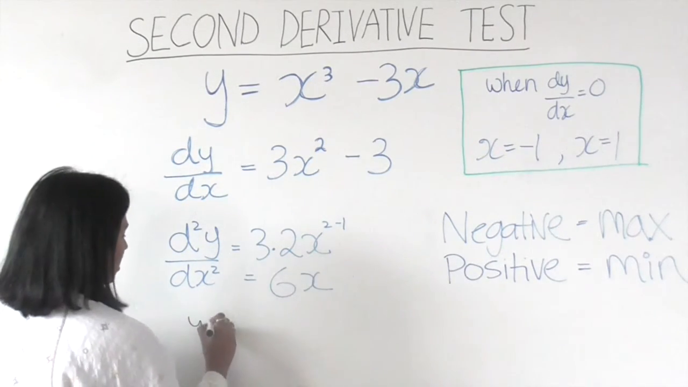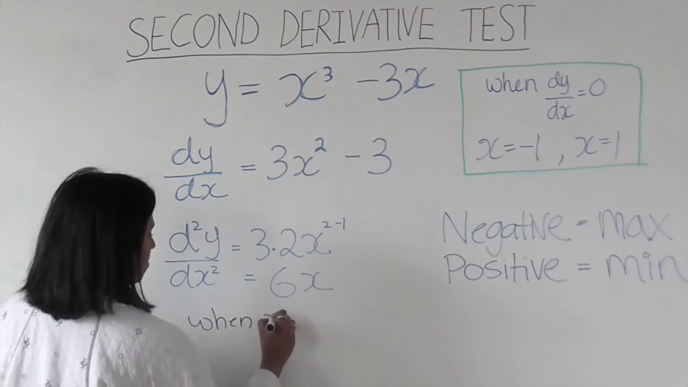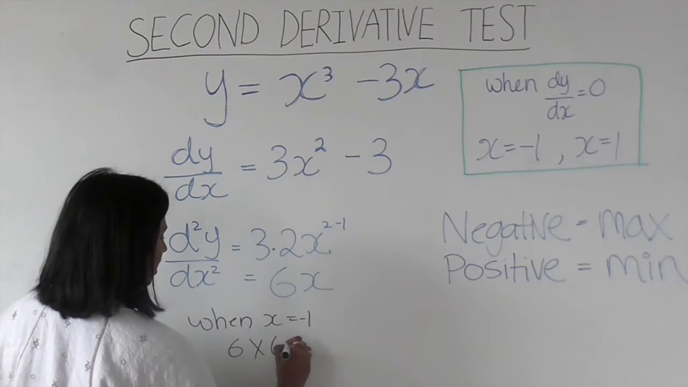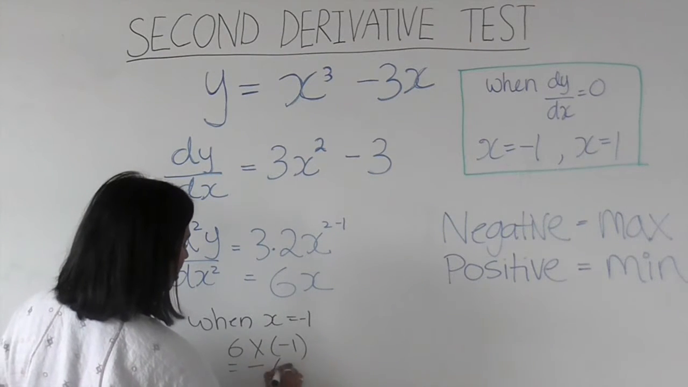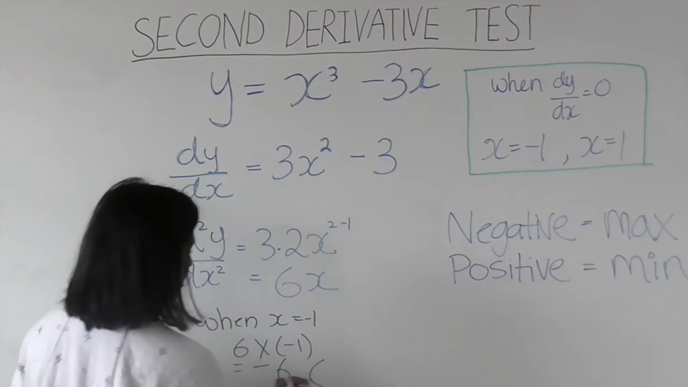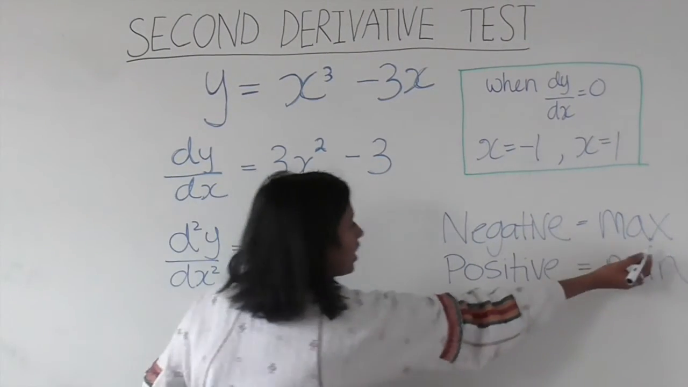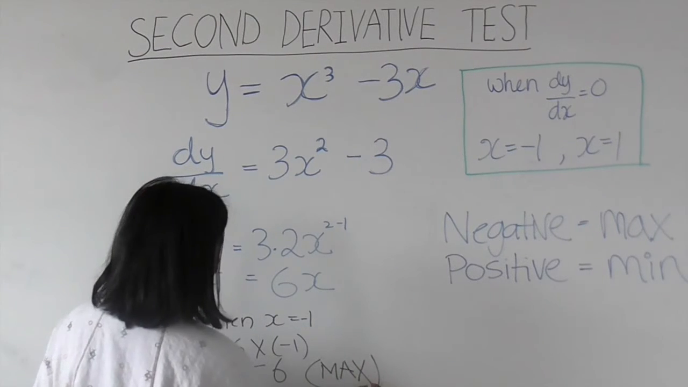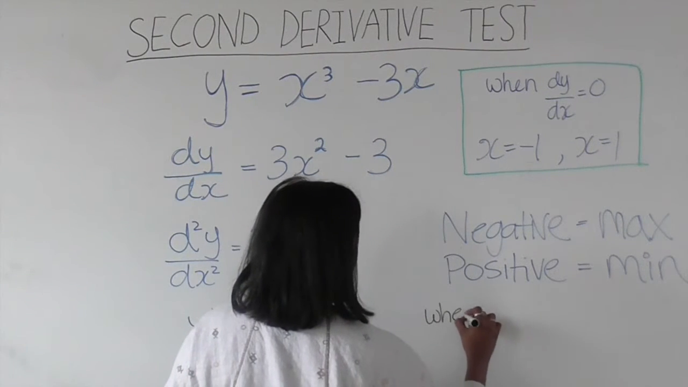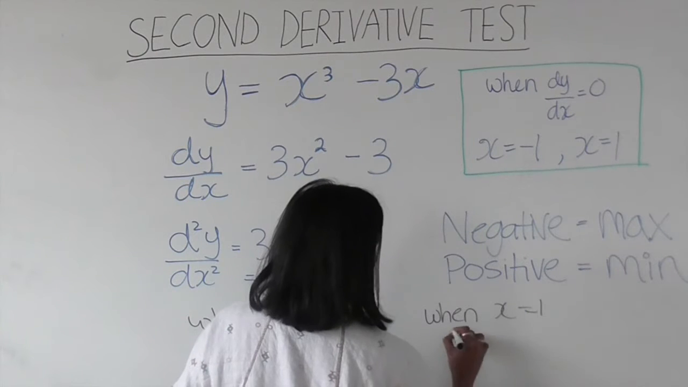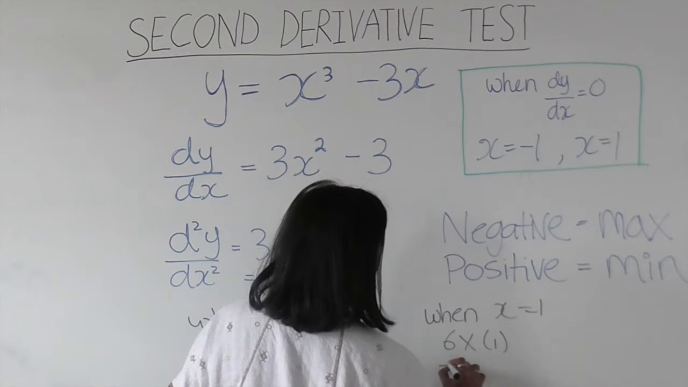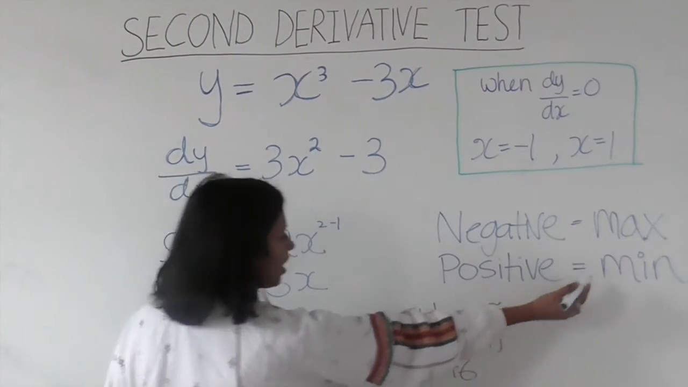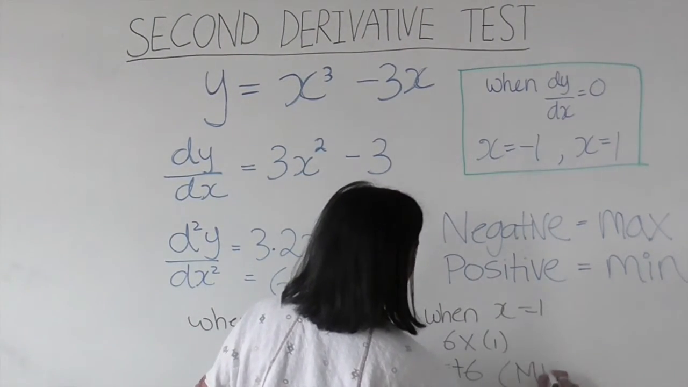So when x equals minus 1, we do 6 times negative 1, which is negative 6. So then, because it's negative, it's going to be the maximum. So this is a maximum point. And when x equals 1, we have 6 times 1, which is 6. So this is a positive number, and because it's positive, that means this is the minimum.